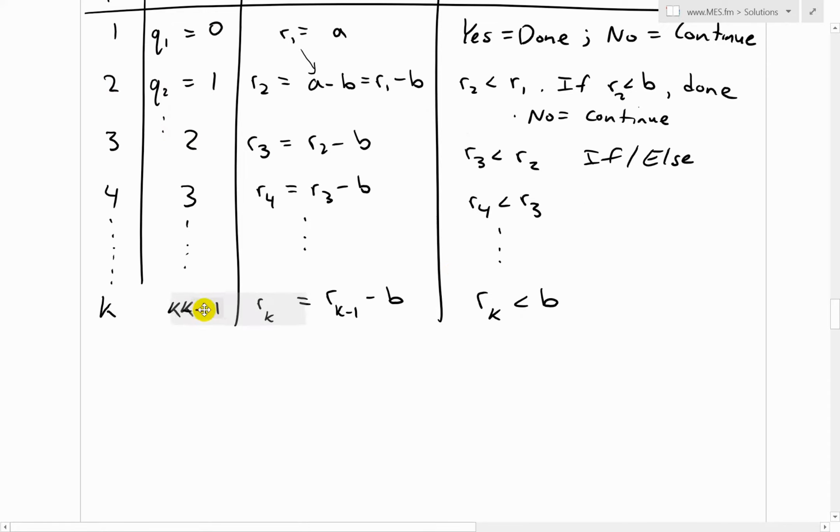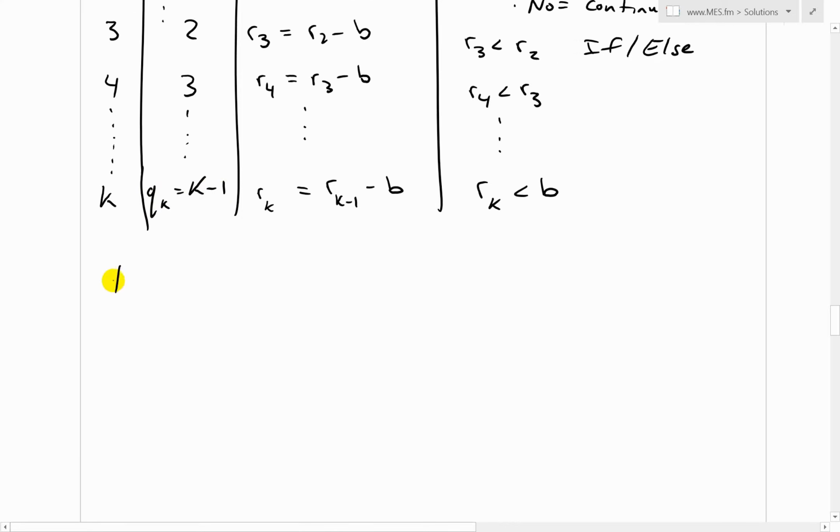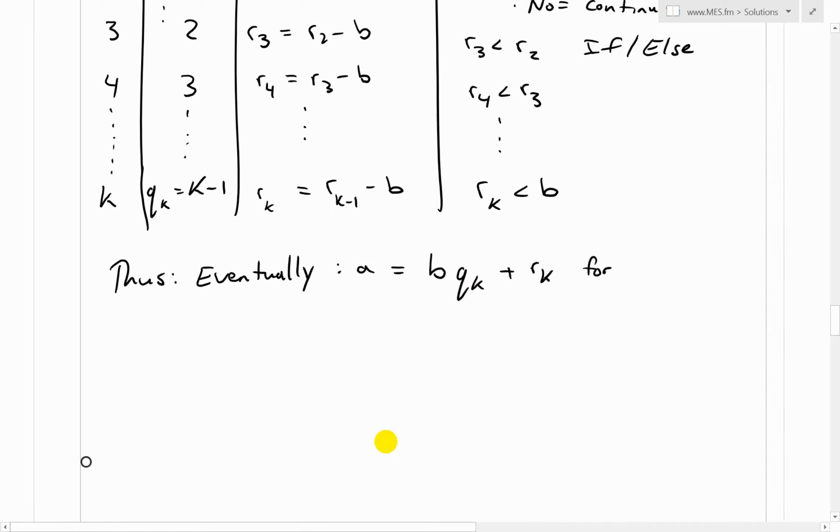So we have qk equals k minus 1 as the value of it, because remember, it's just increasing by integer 1. Thus, eventually we get an rk and a q value such that a equals b qk plus rk, and this is all for 0 less than or equal to rk less than b, like that.